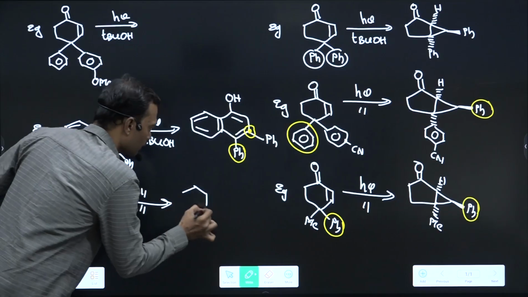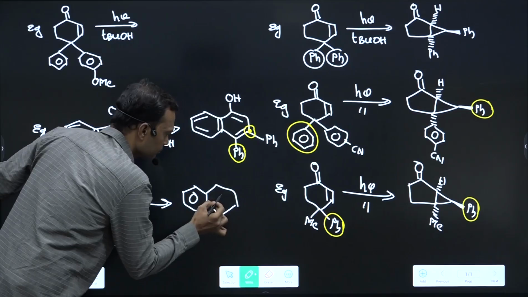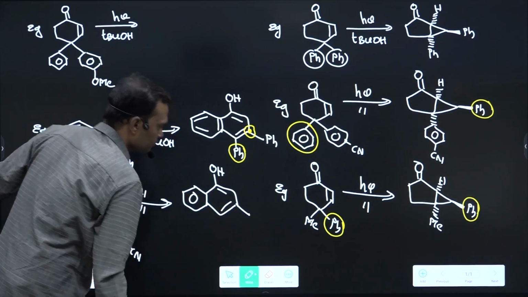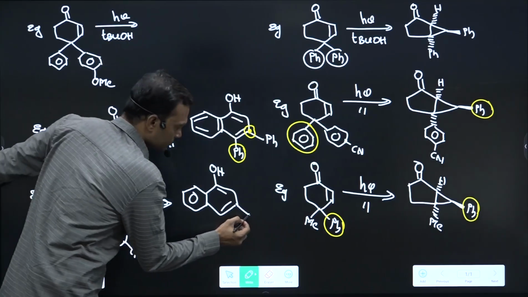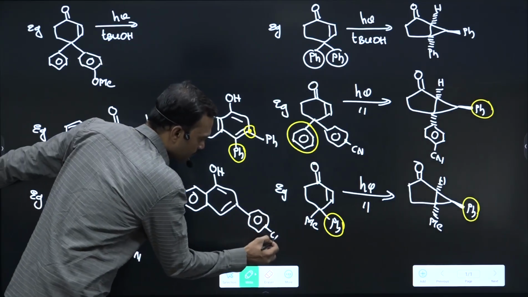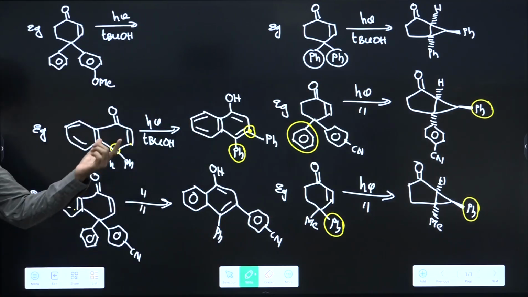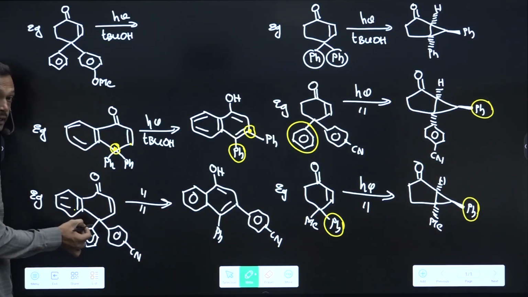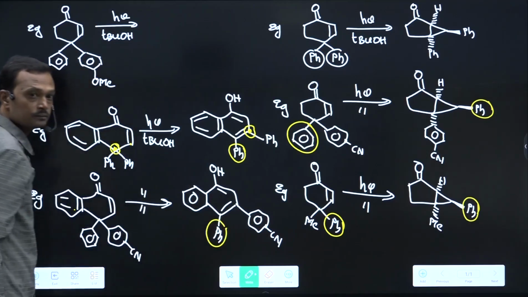And see, which is the migrating group? Is phenyl migrating or para-cyanobenzene migrating? Phenyl is the migrating group, because para-cyano creates an unstable cation that can attain aromaticity very fast. So whichever group is migrating, that group will settle down at either the para position or the ortho position.